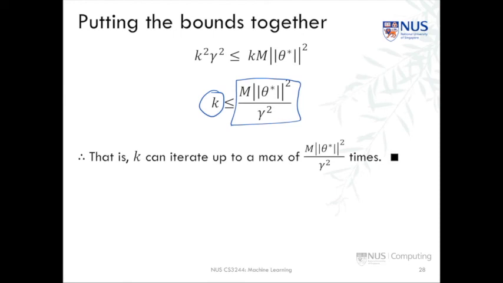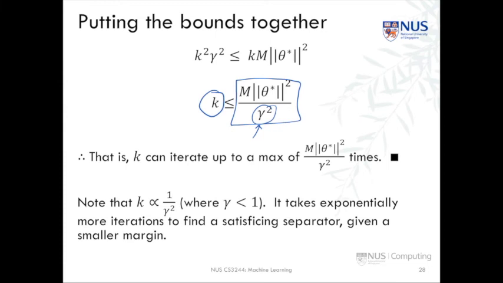So an important thing to note is how k varies. We note that k is proportional to the margin squared, which is telling us that when we have a smaller room for finding a good dividing line, it's going to be exponentially harder to find a satisfying separator.